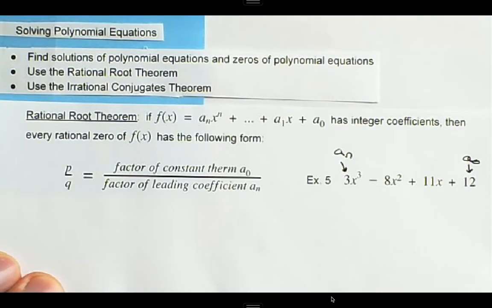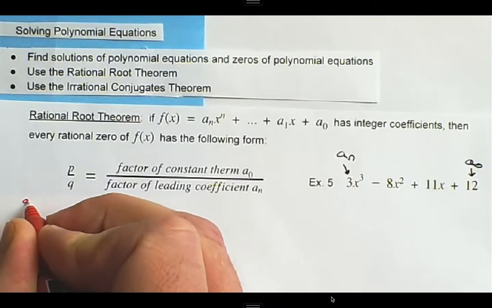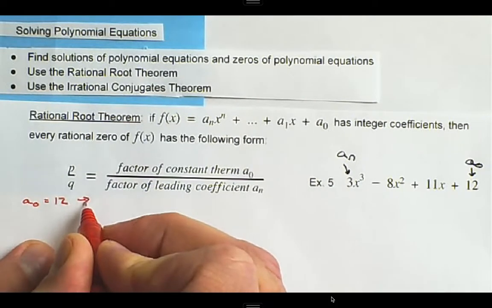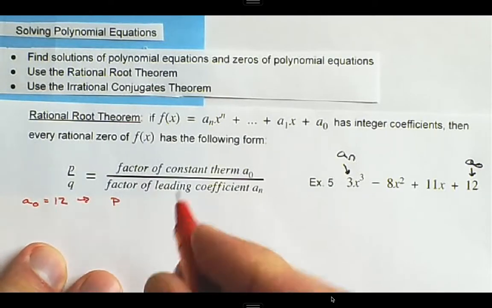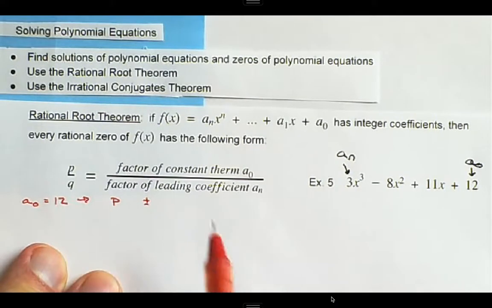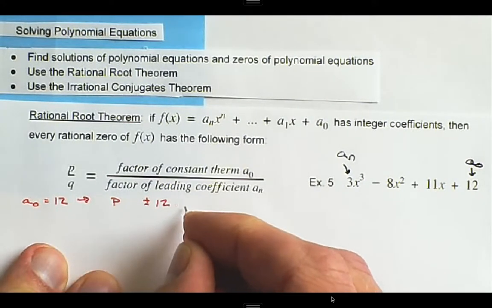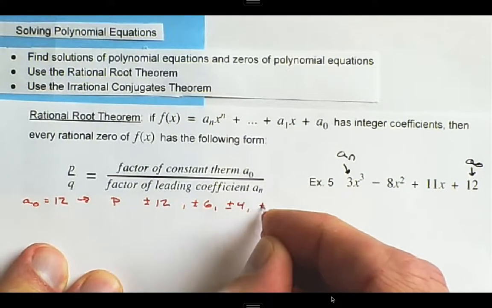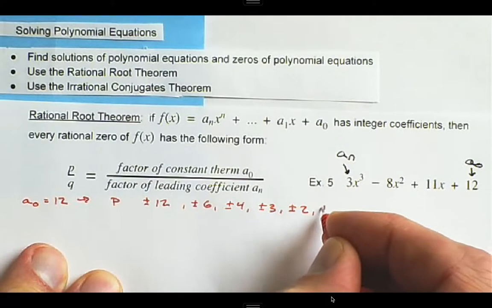So what does that mean? A sub 0 is equal to 12. So that means that p can be any factor of a sub 0, and any factor includes the positive and the negative. So we can have positive and negative 12, positive and negative 6, positive and negative 4, positive and negative 3, positive or negative 2, or positive or negative 1.